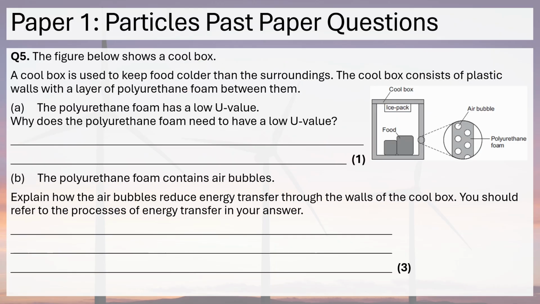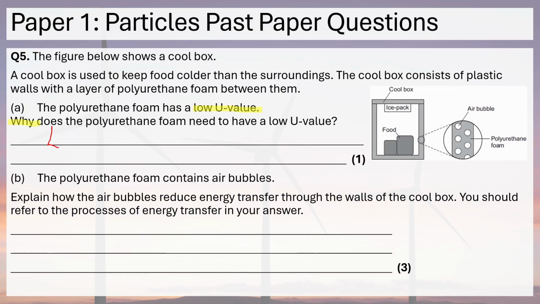Question 5. The figure on the right shows a cool box, and we're told that it keeps food colder than the surroundings, and it consists of plastic walls with a layer of polyurethane foam between them. It says that the polyurethane foam has a low U value. Why does it need to have that? So really what this question is asking is, what do we mean by U value? So a U value, remember, is a number that tells us how well something conducts. So a high U value is a good conductor, whereas a low U value is a poor conductor. And of course, things that don't conduct heat energy very well are called insulators.